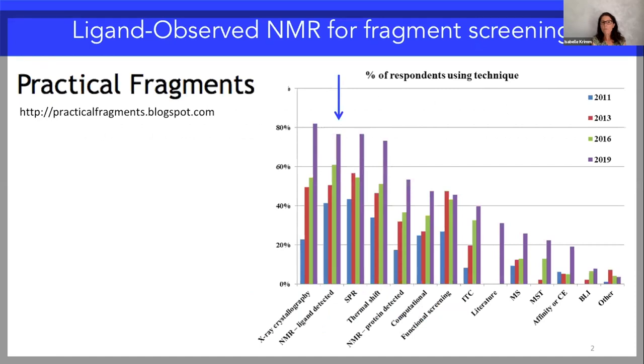In the world of fragment-based drug design, we have a very interesting blog, which is called Practical Fragments. Here, on this figure, we can have an idea about all the techniques that are used today to do fragment screening. As you can see, both ligand-detected NMR and protein-observed NMR are still in the top five techniques used both by academia and in industry to perform fragment screening.